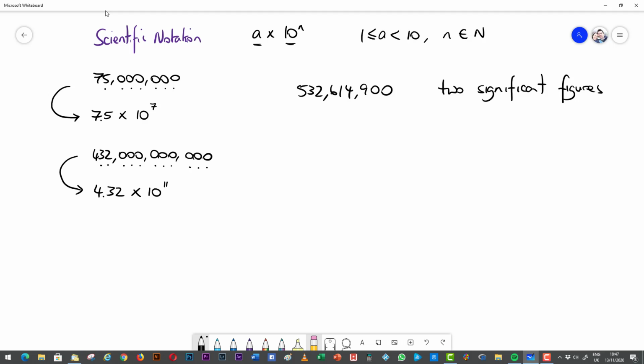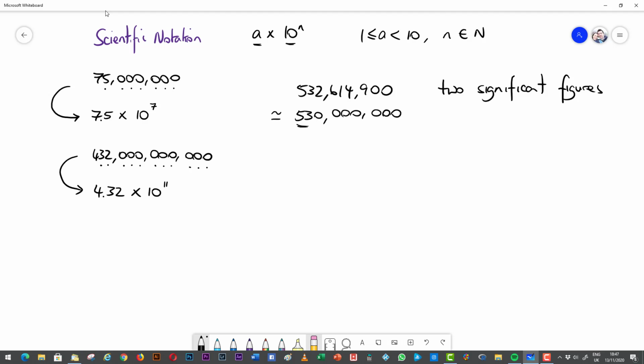So this number 532614900, we can see that if we were to round that off to 2 significant figures, it would be the number 530000000. So we've just rounded the number off, and we're saying that 532614900 is approximately 530000000. And so 53, they're the 2 significant figures.